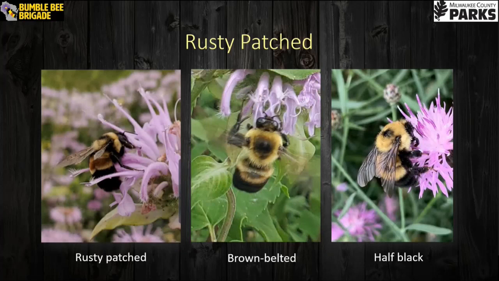The rusty patch can be confused with brown belts and half blacks, so look for subtle differences in color between the rusty patch and the brown belt, and that shape of that half moon. Do the same color check on the T2 to distinguish the rusty patch from the half black, and keep in mind that those rusty patch queens lack the iconic rusty patch, and so they can be mistaken for half black bumblebees if you don't look carefully. So what you want to look for is that yellow vertex of the half black to set it apart from the rusty patch queen.